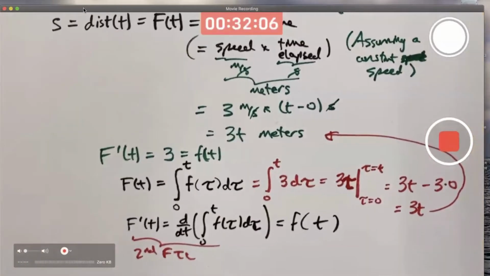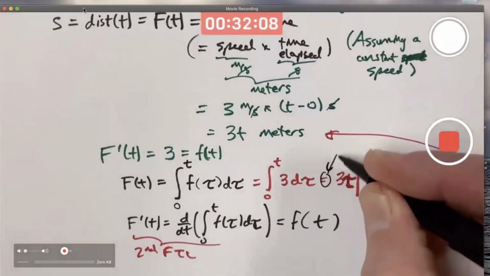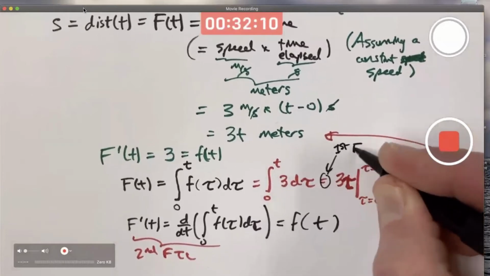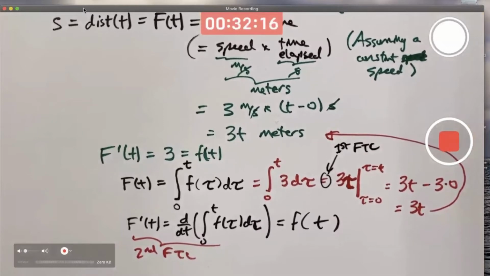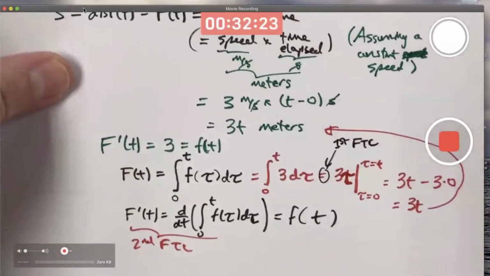I did use the first FTC right here. And yeah, I mean, you don't really need to use both of them in a problem like this that's as simple, but it's worth emphasizing that it still works. Let's up the level of difficulty now.